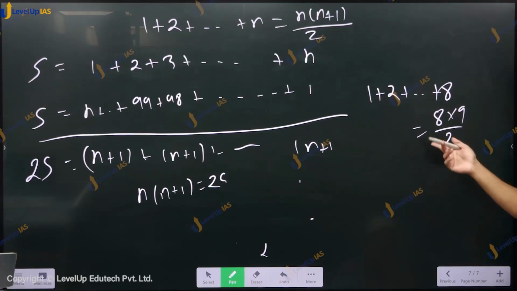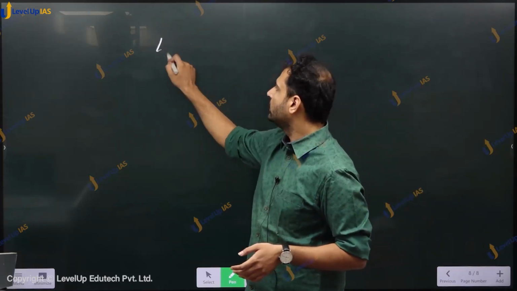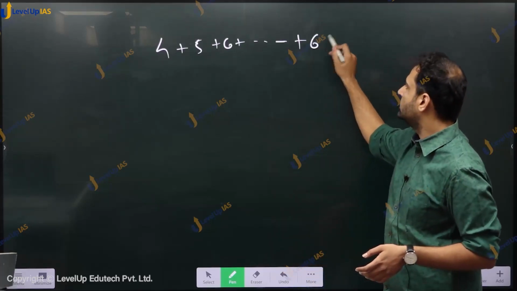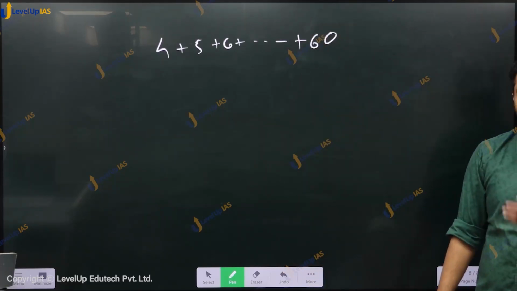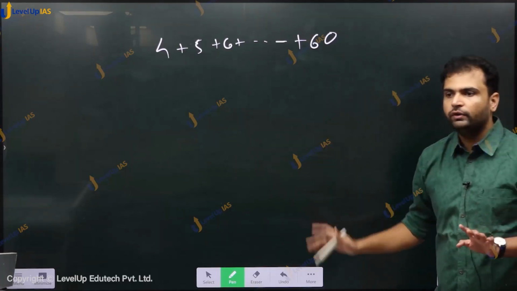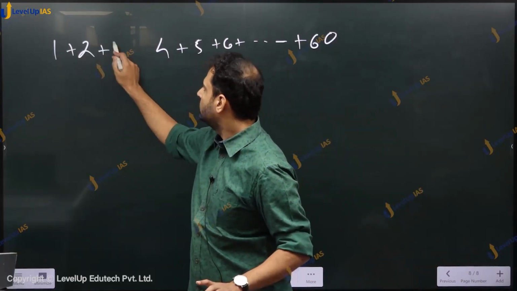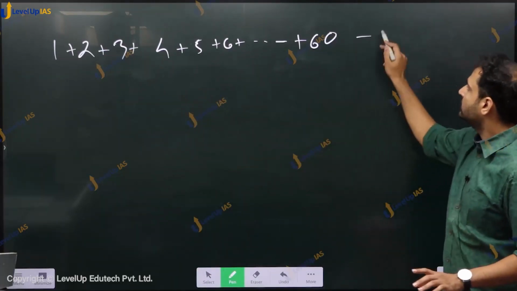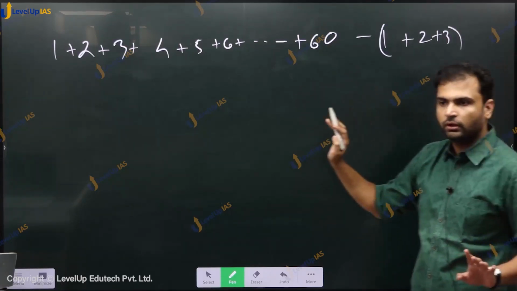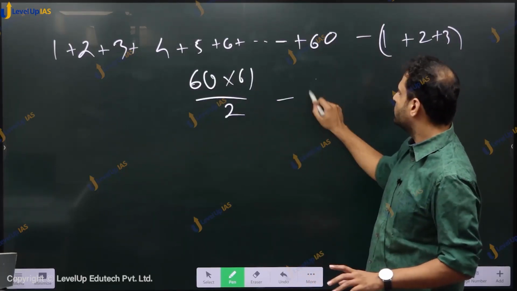Something like this. In case we go a little ahead, if I have to calculate 4 plus 5 plus 6 plus up to say 60, how do you calculate this? We don't know how to calculate this directly, but what we know is that if it were 1 to 60, we could do it. So from your side, add 1 plus 2 plus 3 and then subtract 1 plus 2 plus 3. You have not changed the value, but now you can use the formula. So this is nothing but 60 into 61 by 2, and this is minus 6.